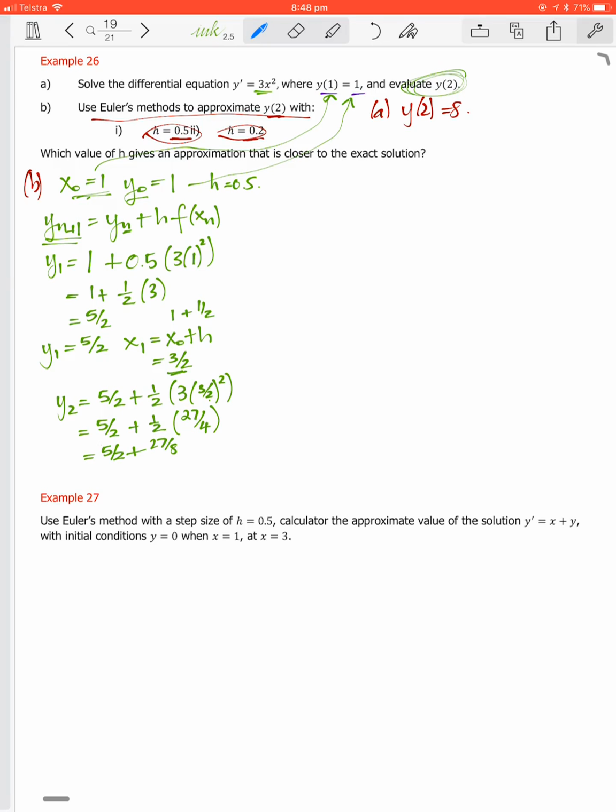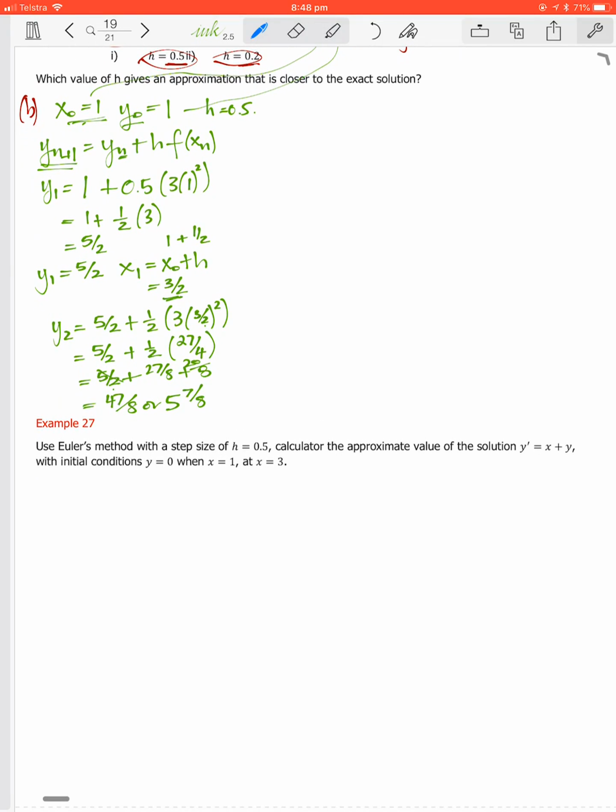If I want to add them together, I have to make that on 8 as well. So I'm going to put 8 on the bottom and 20 on the top. So I end up with 47 on 8, or how many 8s go into 47? 6 8s are 48. So this is going to be 5 and 7/8. So that's our approximate.